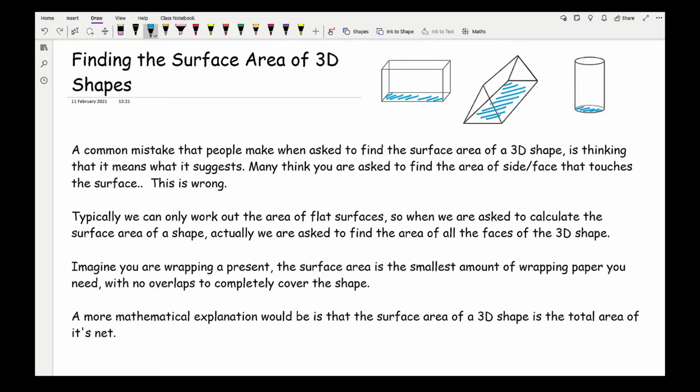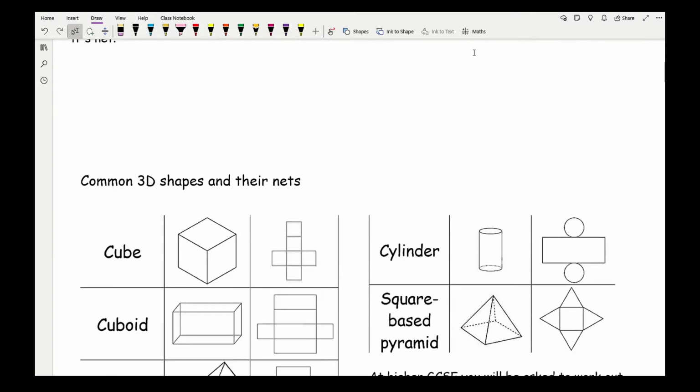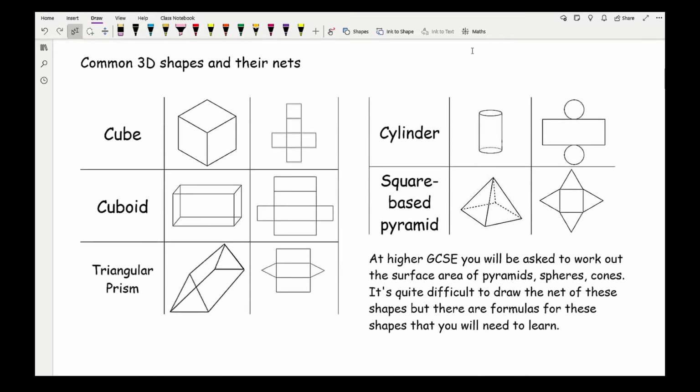Now, a more mathematical explanation would be that the surface area of a 3D shape is the total area of its net. Looking at the nets of 3D shapes is what we do here. So these are the common types of shapes that you're asked to work out the surface area of. When you're discussing nets of shapes, there are different arrangements of the net of the 3D shape that you're looking at. But again, it will usually consist of the same shapes, just in a different orientation.